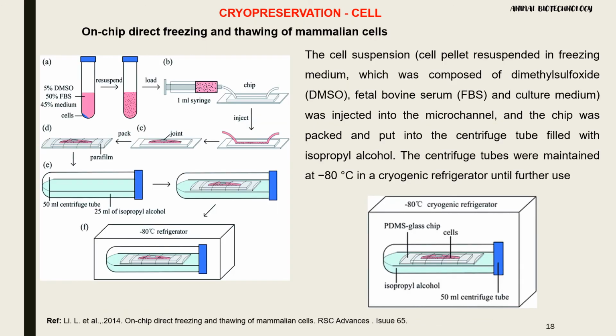With time, the conventional method of cryopreservation of cells has been modified for easy handling of the cells. For example, on-chip direct freezing and thawing. In this method, the cell suspension, which contains the cells along with the cryoprotectant DMSO, fetal bovine serum and nutrient medium, is injected into chips. These chips are then inserted into centrifuge tubes filled with isopropyl alcohol. These centrifuge tubes are then maintained at -80 degrees in cryogenic refrigerators.